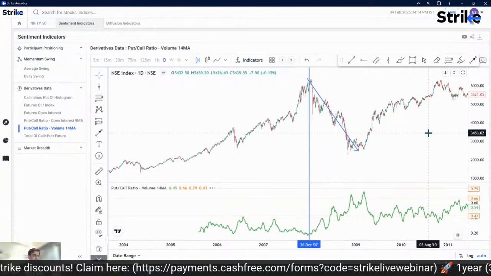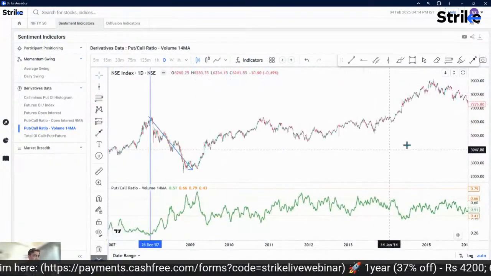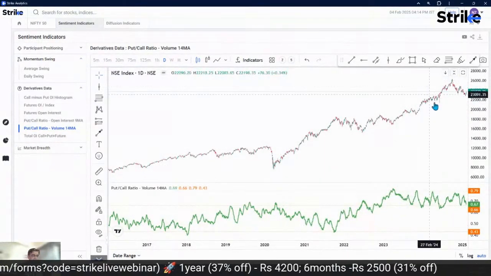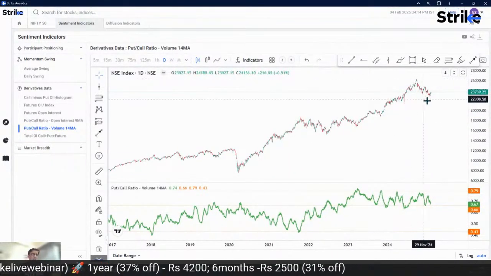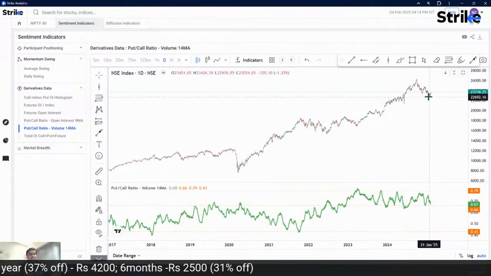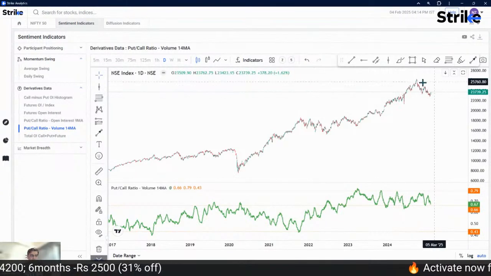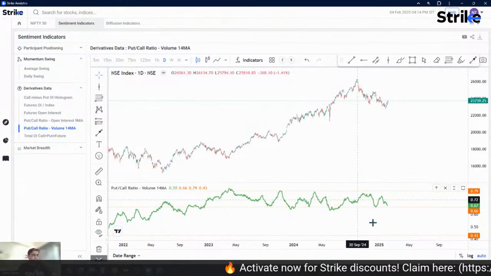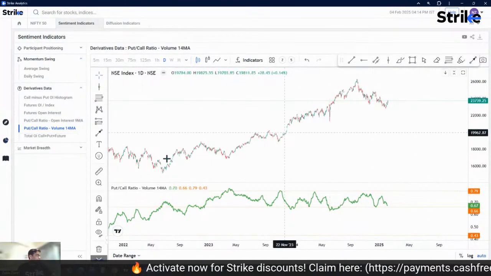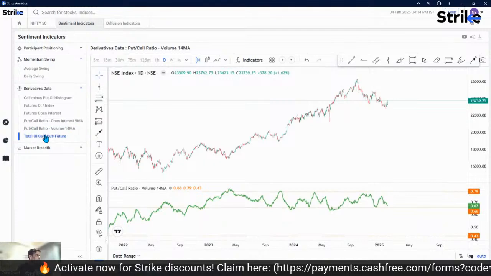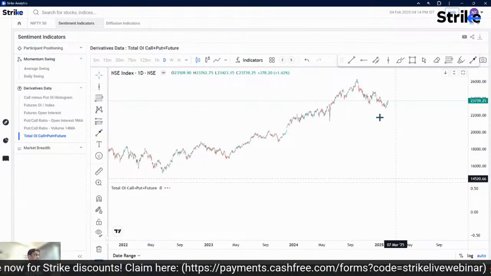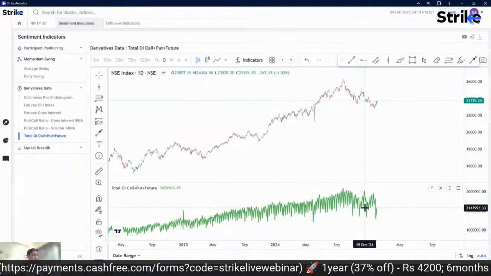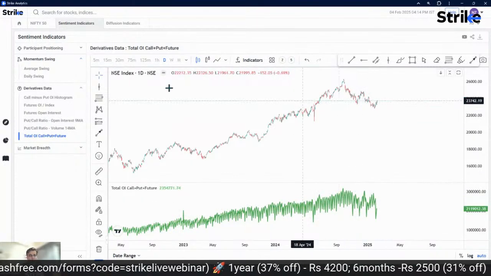So where is this indicator right now? You can see that the indicator is right now at the high. So this indicator is also saying that we are probably looking for an upside from here. Clear? And then we have total open interest, call, put, and futures put together, which generally will not make much sense over here. So probably we'll ignore this.